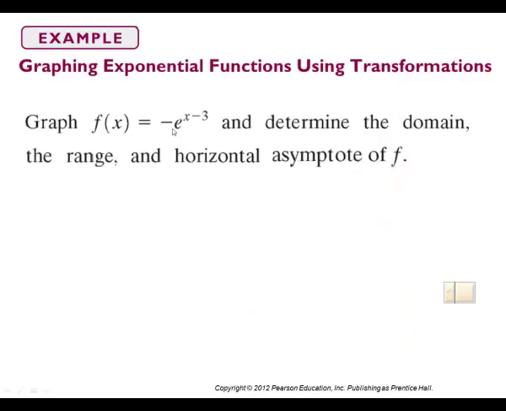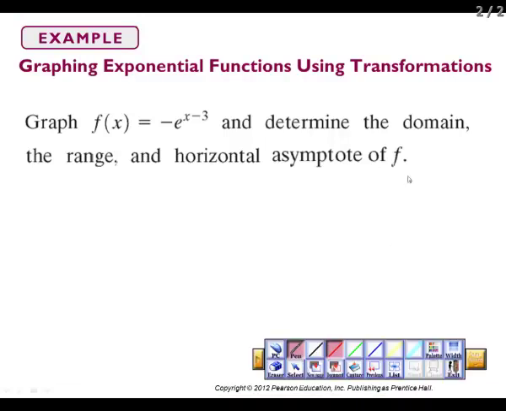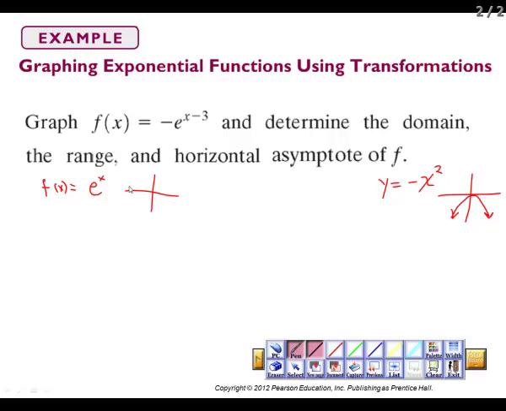And so here, when you have the negative out front, this is like saying that just like with y equals a negative x squared opens down, we have this f of x equals e to the x, and so we get this exponential growth. Here's 1, and here's your horizontal asymptote.